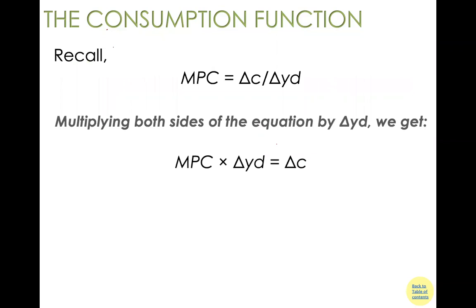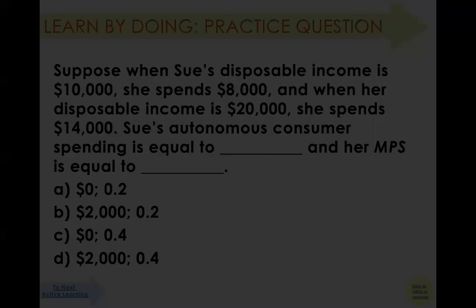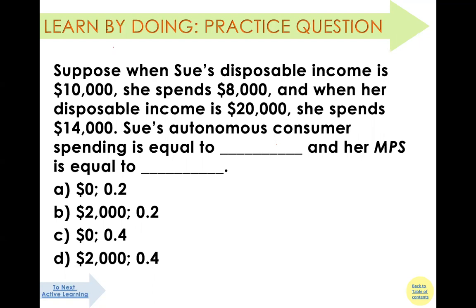So now we can do some algebra, but essentially it just reinforces what I just explained. MPC equals delta C divided by change in disposable income. Then we multiply both sides by change in disposable income, and we get delta C equal to MPC times change in disposable income. Essentially, this says if your disposable income goes up by $1, your consumption is going to go up by MPC dollars. So now let's finish this part by looking at some practice questions.